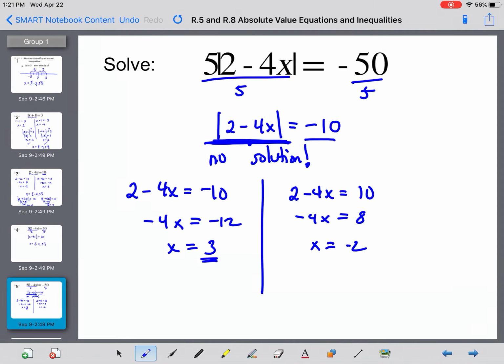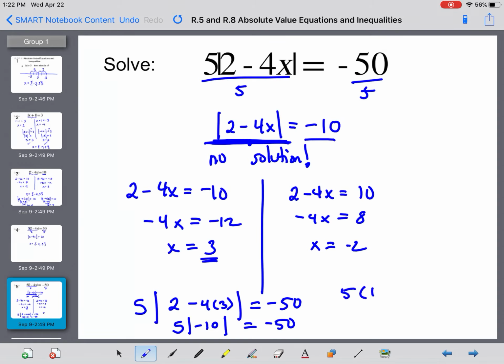Well, look at what happens when you plug them back in. So just for fun, we'll plug 3 back into the original problem. If I do 5 times the absolute value of 2 minus 4 times 3, and if I set that equal to 50, let's see what we get. Inside the absolute value, that would be 2 minus 12. So that's going to be a negative 10. So I'm going to have 5 times the absolute value of negative 10.